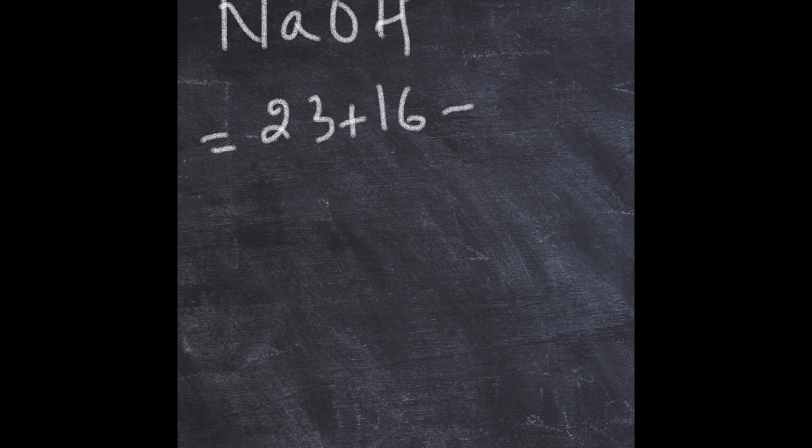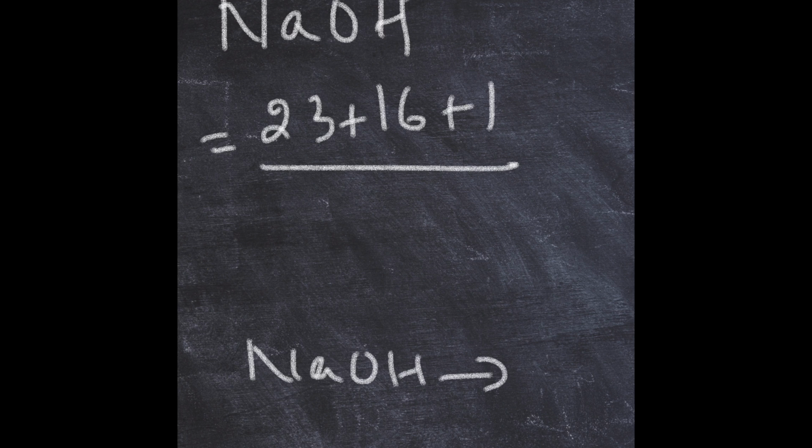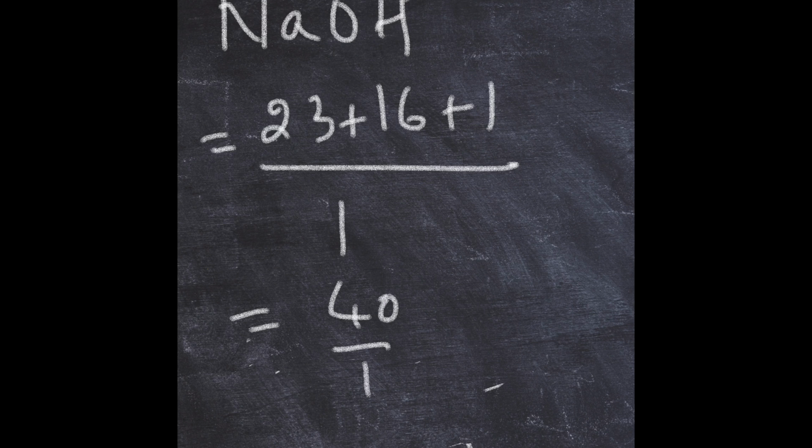Let's take one more example. Let's determine the equivalent weight of sodium hydroxide. Now the molar mass of sodium hydroxide is 23 plus 16 plus 1. Now sodium hydroxide gives 1 OH minus ion in solution. So its acidity is 1. So we will divide this molecular mass by 1. So this will be equal to 40 upon 1. So 40 is the equivalent weight of sodium hydroxide. Let's take one more example.